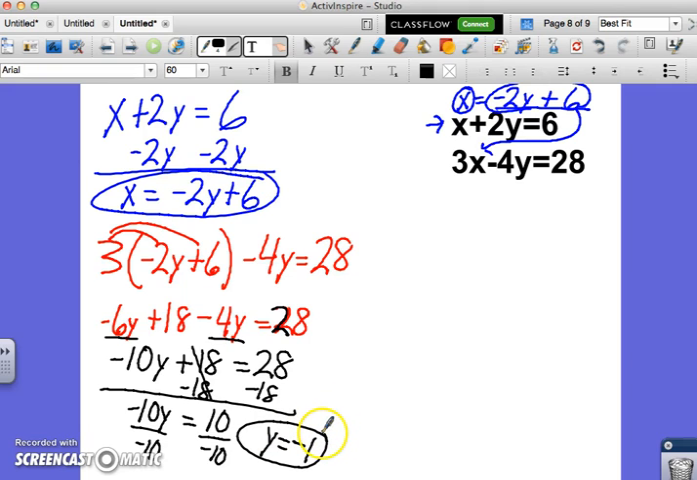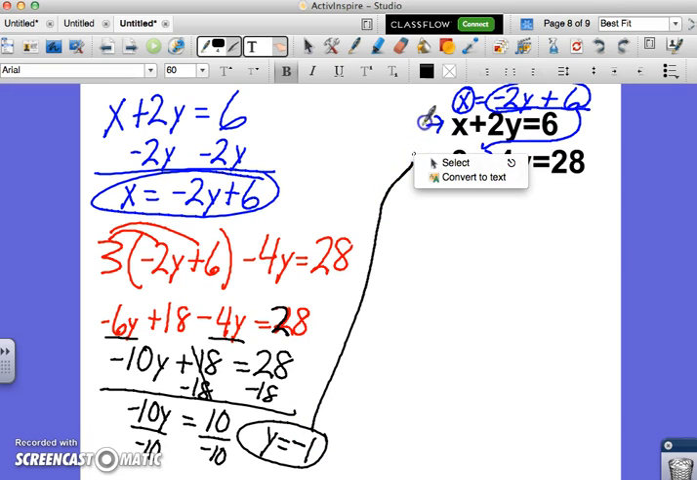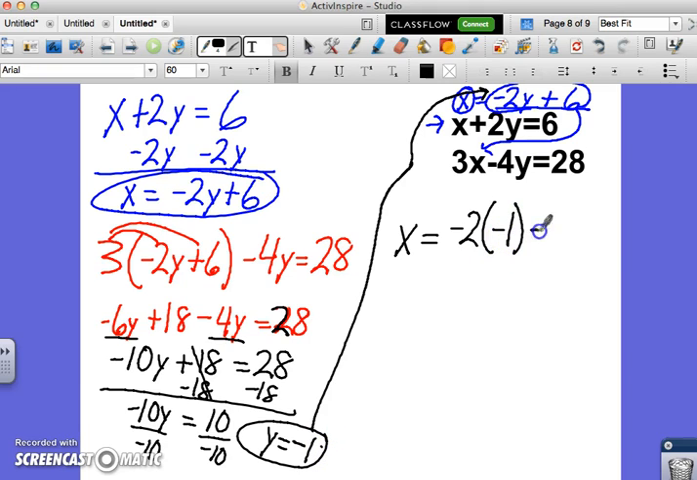So now I'm going to take this and plug it back in up here at the top. I'm going to plug it in this first one just because it looks easier. You can plug it in any of them. It's not going to make a difference. So x equals -2 times y, but y is -1, plus 6. So -2 times -1, so I've got x equals 2 plus 6. Well, 2 plus 6 is 8. So x equals 8.